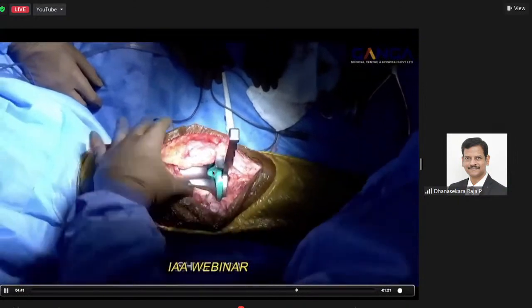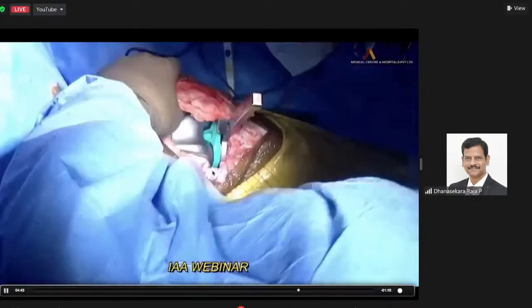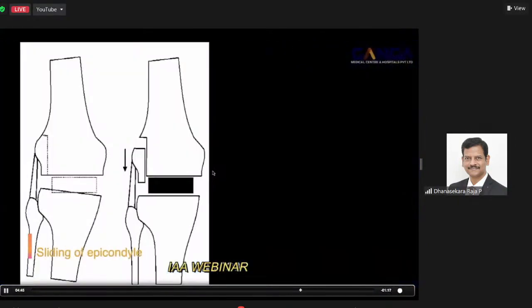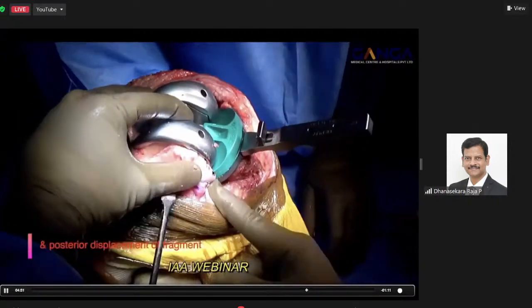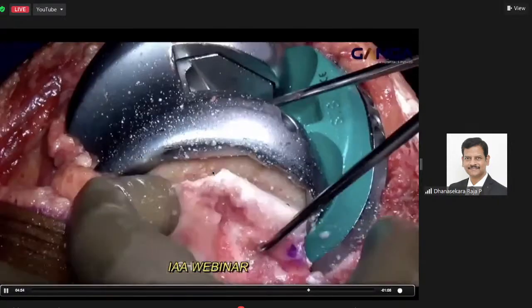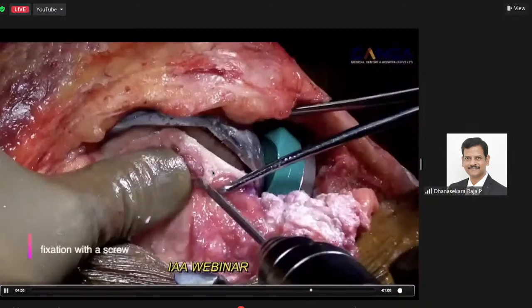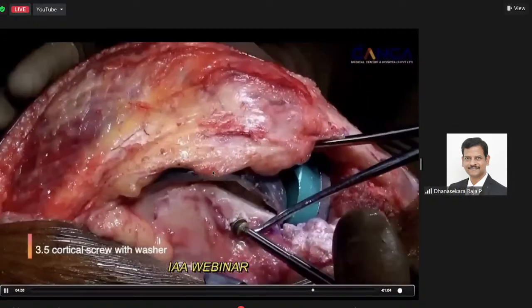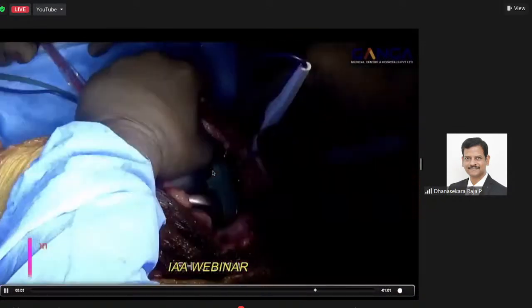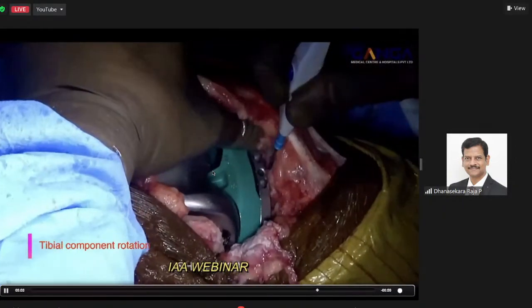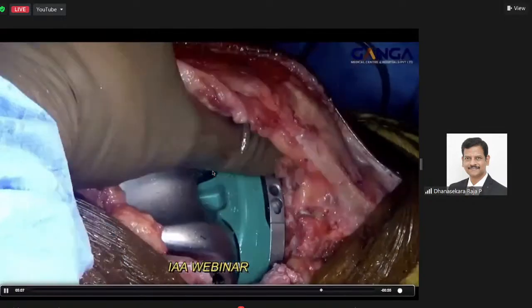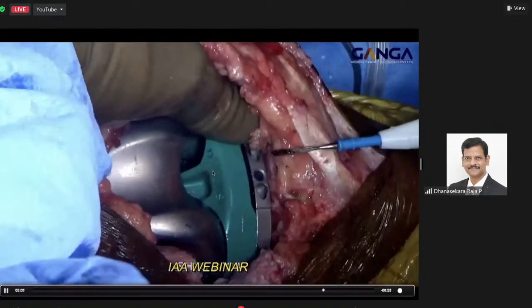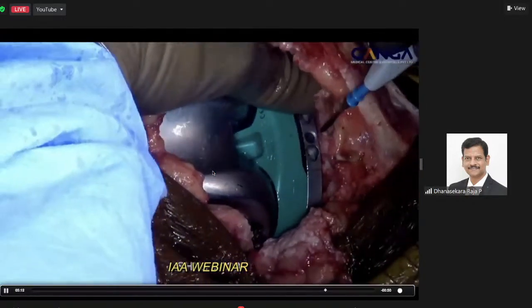Now we allow the osteotomy fragment to slide down. You can see how it slides down, and the distal portion, which is overhanging, has to be removed so that the osteotomy fragment will be fixed inside the femoral component. You provisionally fix with the screw and then do the balancing. You mark the tibial rotation. It's very important when you're using the lateral approach, because you might tend to internally rotate the femoral component, so you need to keep the rotation correct.